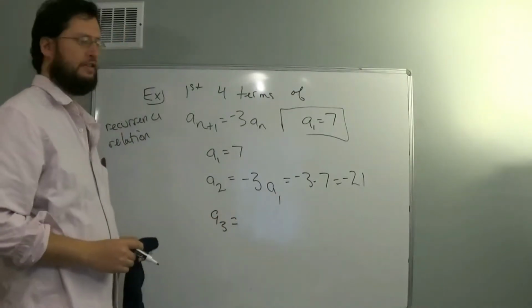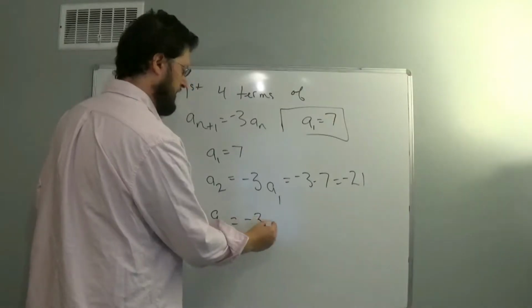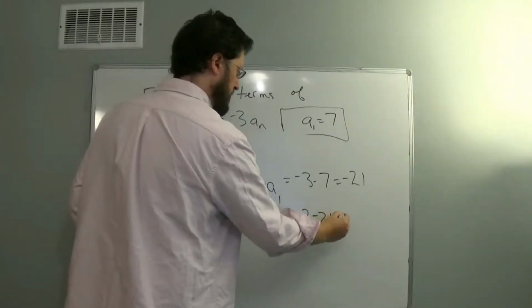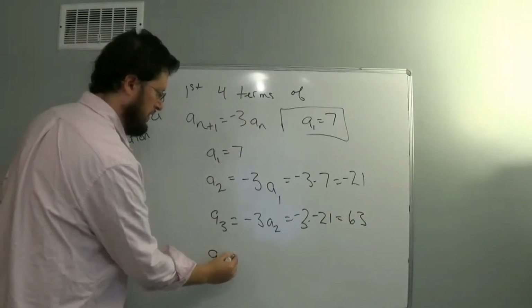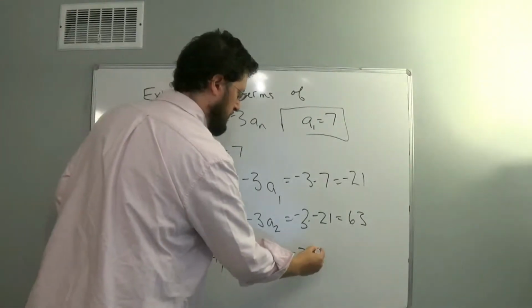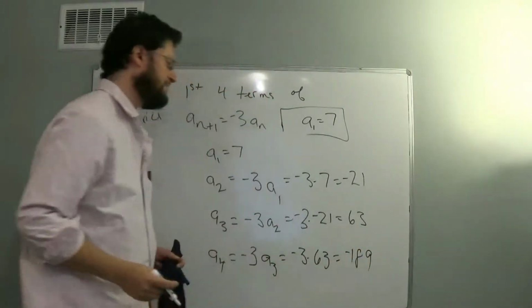And from here on out, it's just as simple. Each time we're going to simply multiply by negative 3. This will be negative 3a2, which is negative 3 times negative 21, which is positive 63. And a4 will be negative 3a3, which is negative 3 times 63, which is negative 189.